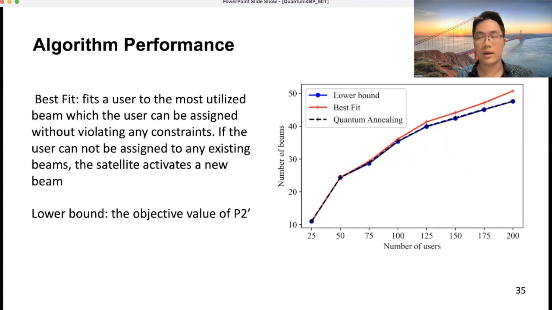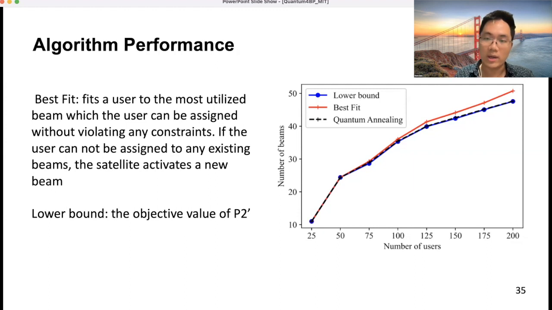And the last metric I consider in my paper is the algorithm performance. Here I would like to evaluate the performance of quantum annealing with respect to the best fit algorithm as well as the lower bound of the problem. You know that P1 or P2 are NP-hard problems, so we cannot know where the optimal solution is. However, we can derive the lower bound by computing the objective value of P2 prime. And with the best fit in this use case, I fit a user to the most utilized beam to which the user can be assigned without violating any constraints. If a user cannot be assigned to any existing beam, then the satellite will activate a new beam.